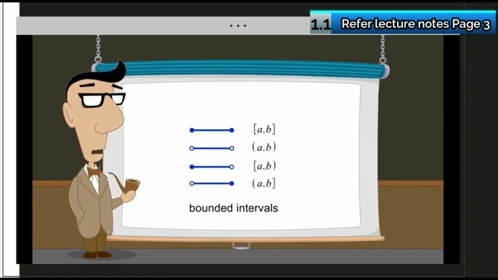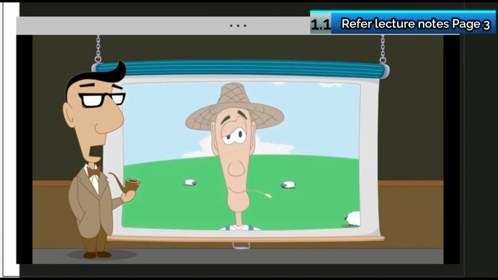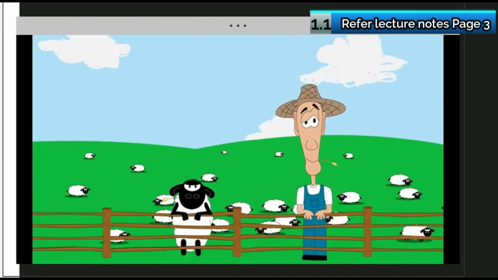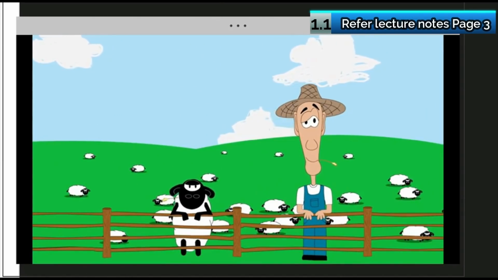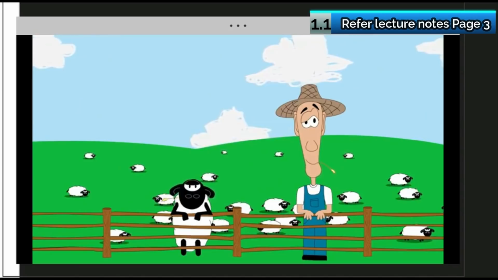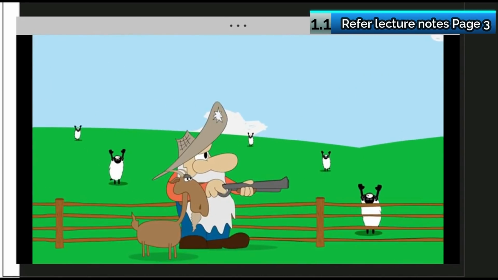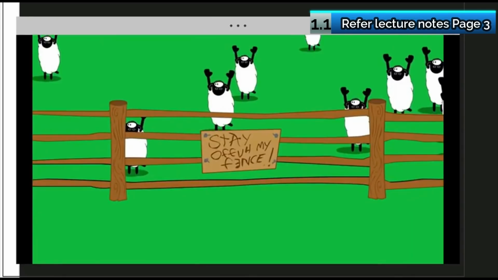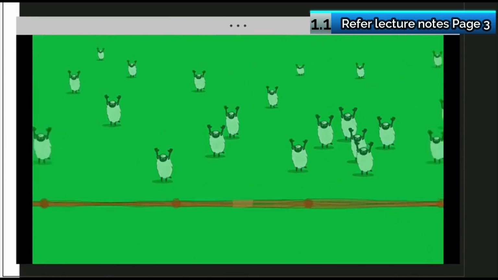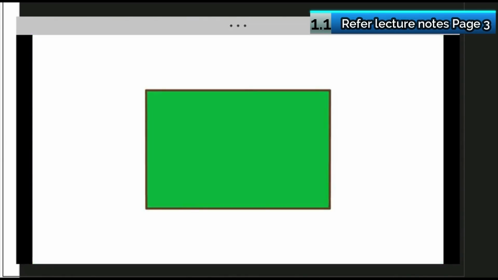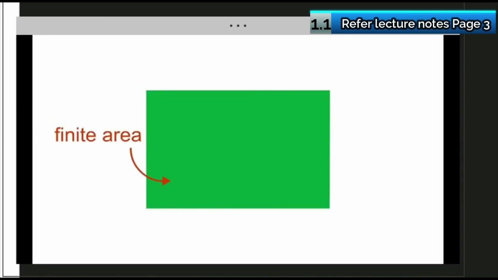Endpoints create bounds for an interval, in the same way that a fence creates a boundary for a plot of land. Just as an interval may or may not include its endpoints, a plot of land may or may not include a fence which creates its boundary. However, whether or not a plot of land includes the fence which creates its boundary, it is still bounded by the fence and therefore limited to a finite area.